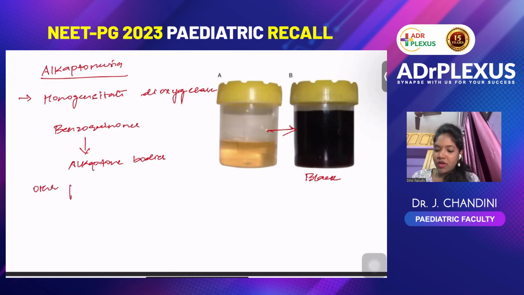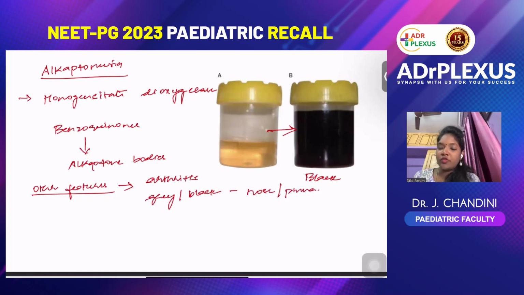What are the other features of alkaptonuria? Other features are nothing but arthritis, gray or black discoloration of the nose, pinna, and all, because of accumulation of these bodies. And you have something called as ochronosis. What is ochronosis? Deposition of these materials in the intervertebral disc. So this is ochronosis. All these are features of alkaptonuria.